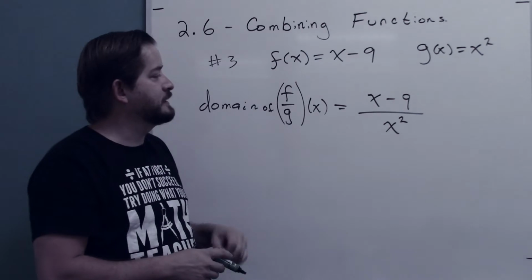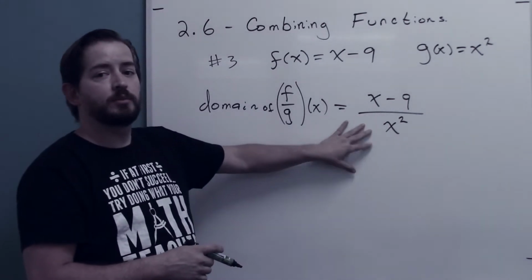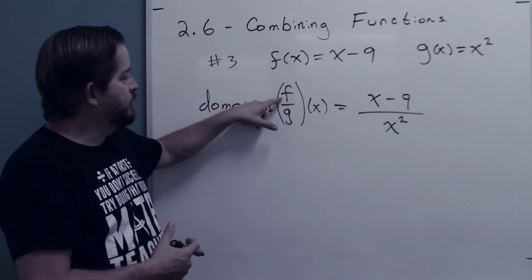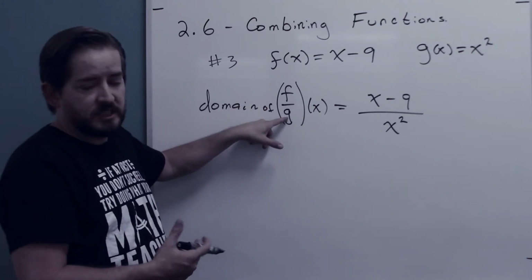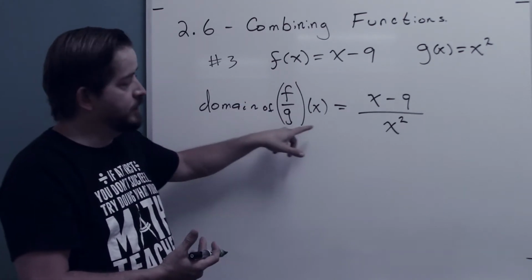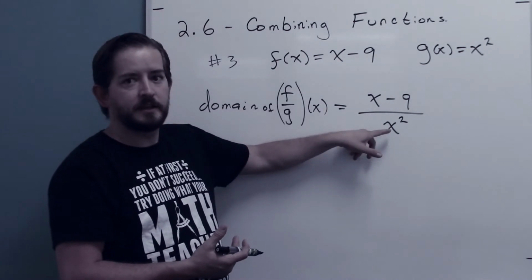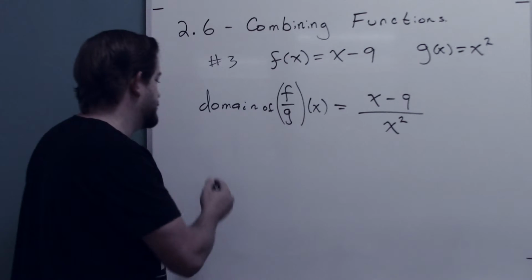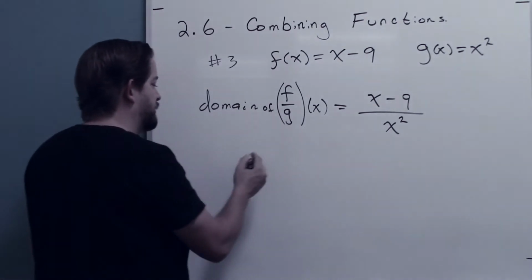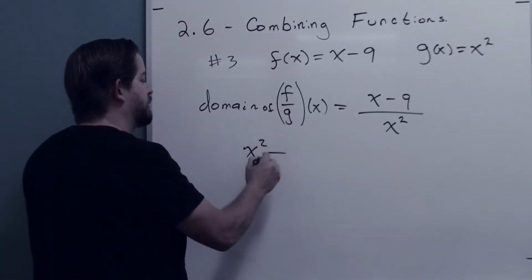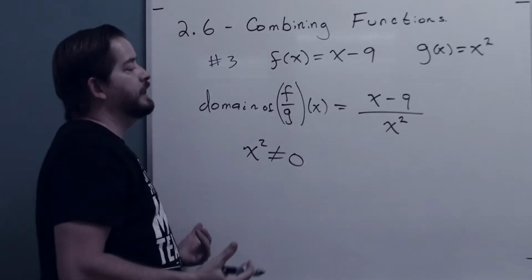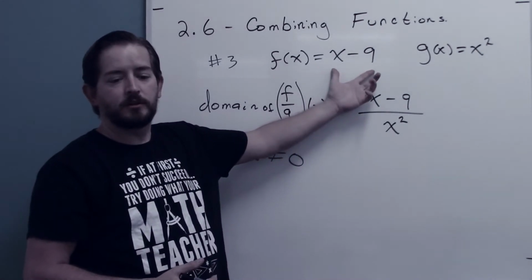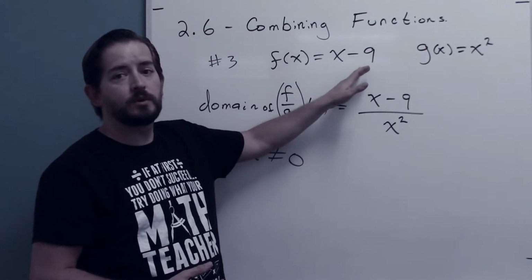The domain here is essentially all of the x values that I can plug into here and get a valid answer out. But if I have one function being divided by g of x, g of x can't be 0, otherwise my denominator is 0, and then I have an issue, right? So g of x cannot be 0, that is to say my denominator, x squared, can't be 0. Anything else goes, right? F of x is just x minus 9, it's a polynomial. All real numbers will work in here.